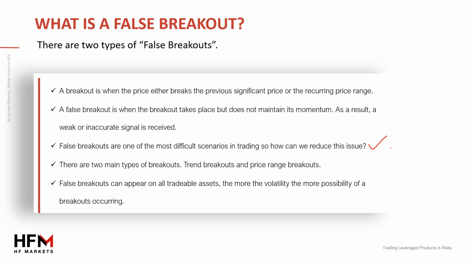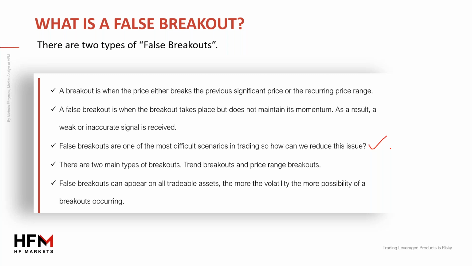There are two types of breakouts. We've got trend breakouts and we've got price range breakouts. Now, there's a lot of different types of breakouts. There's probably 40, 50 types of breakouts. But if we're going to categorize them into two categories, all the different types of breakout will fall under these two: trend-based breakouts and range-based breakouts.